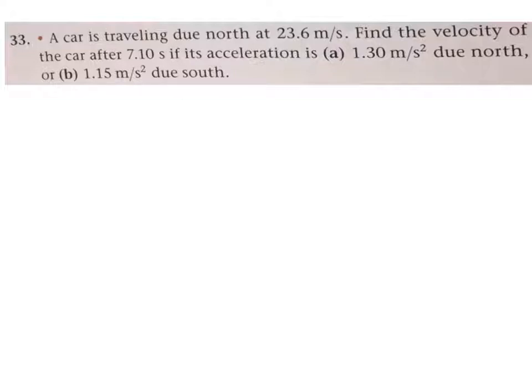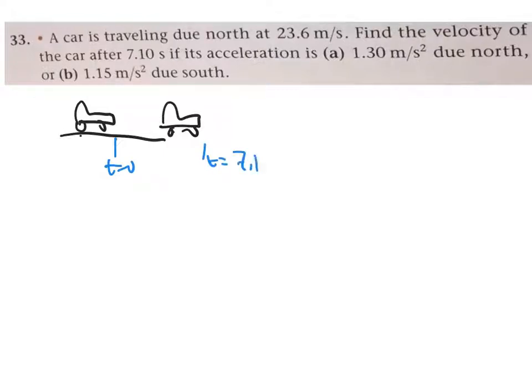I guess we traditionally do draw a picture for everything, so we'll do a crazy quick picture for the car. And we know that we're going to say that this is t equals 0 and this is t equals 7.10 seconds. And we have an acceleration that would be different for the two of them. So I'm going to do the first one for A. Let's say it's traveling north, right? So we'll say this is part A, 1.30 meters per second squared, with an initial velocity going this way. And then we want the final velocity here.